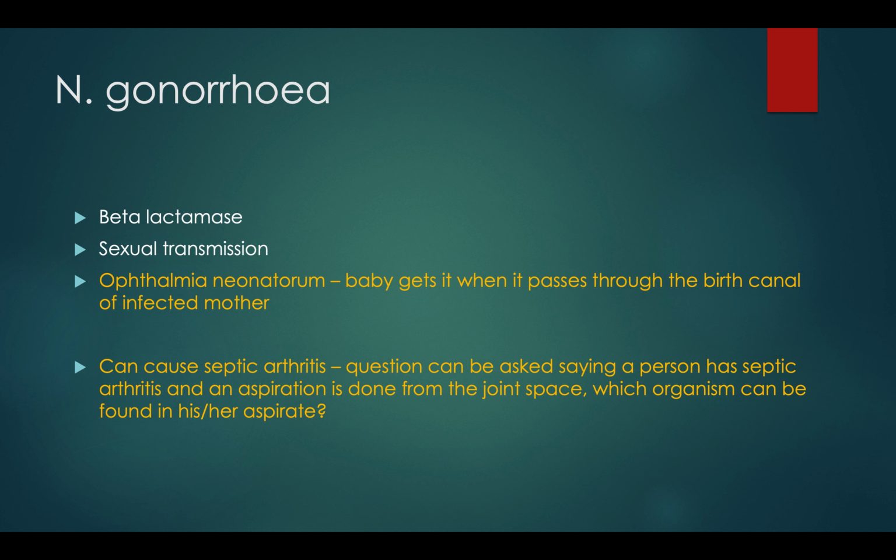Another important thing, it can cause septic arthritis. They can ask you a question about a young sexually active male or female who has septic arthritis, and the physician aspirates from the joint space and sends the pus for culture. Then what do you find in the pus? The answer is going to be something like N. gonorrhoeae, or a diplococcus or something like that. So just remember, it can cause septic arthritis in a sexually active female or male.